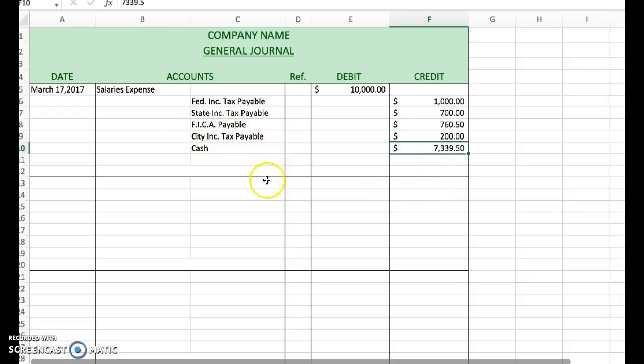Now this could be one employee, could be 10, could be 15. We don't know that from this entry, but that's the salary expense entry, which is different than the one you had last week. There we simply debited salaries expense.